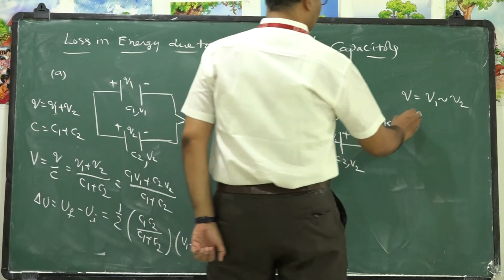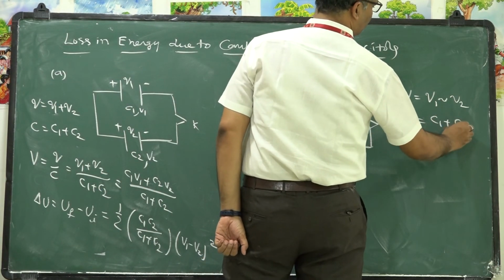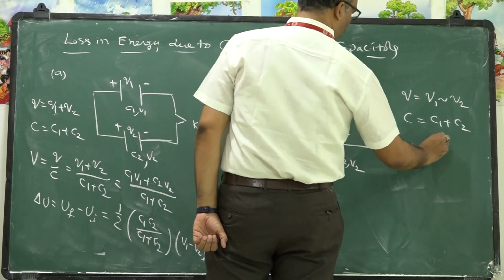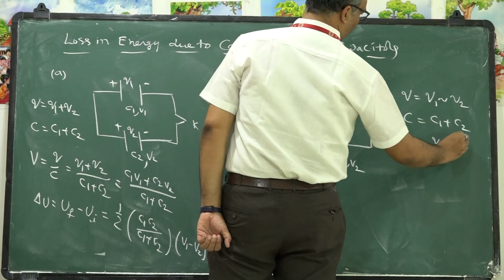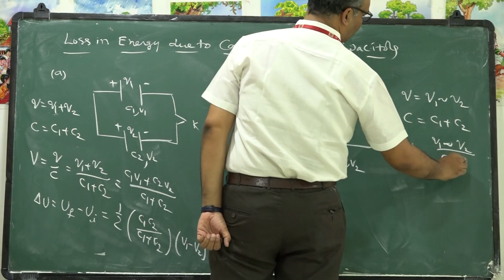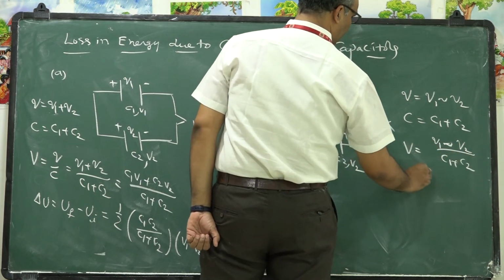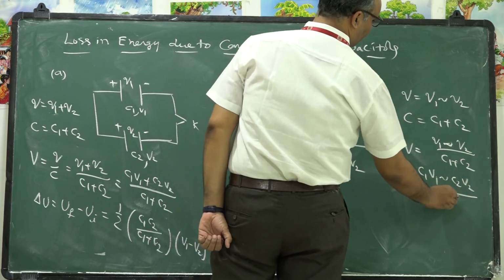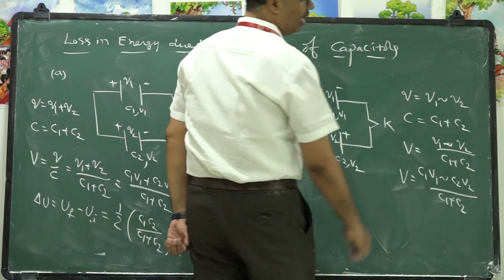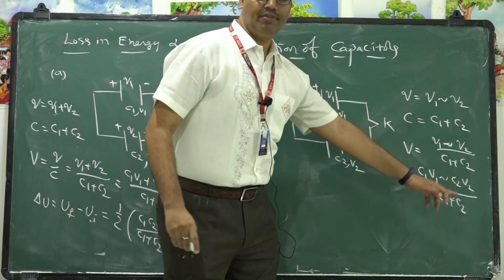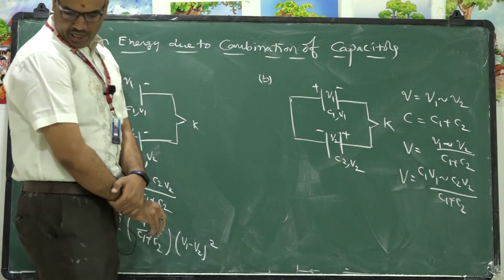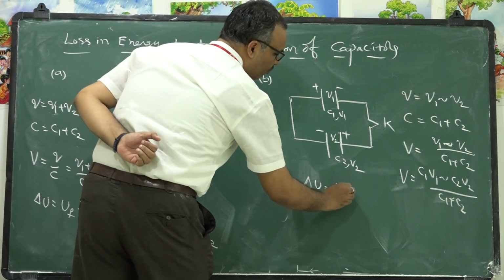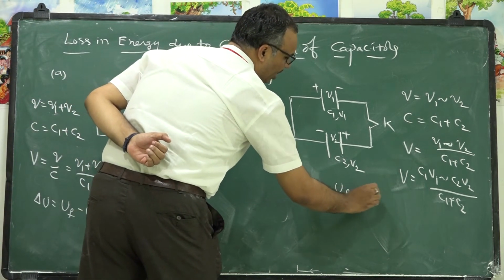Then what is the total capacity? C1 plus C2. What is the value of common potential? Q1 difference Q2 by C1 plus C2. That is nothing but C1 V1 difference C2 V2 by C1 plus C2. You will not get negative. Only magnitude I am taking in the numerator. Later, how to calculate loss in energy? Final energy minus initial energy.